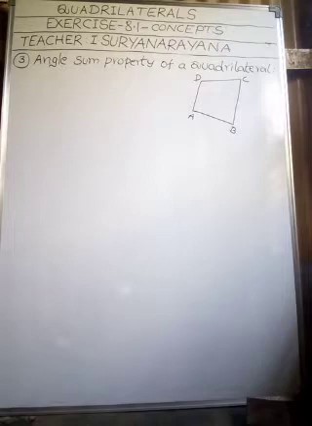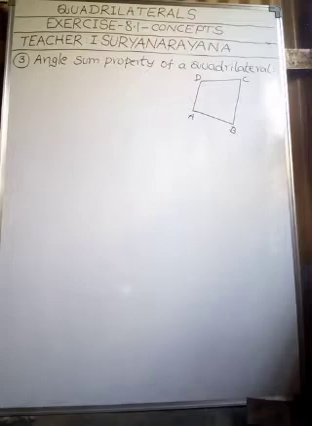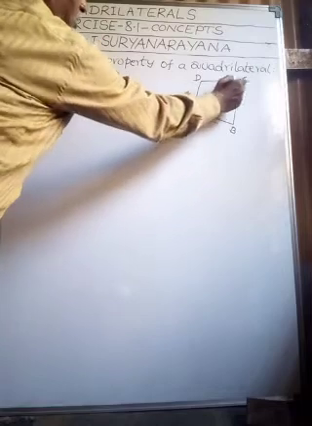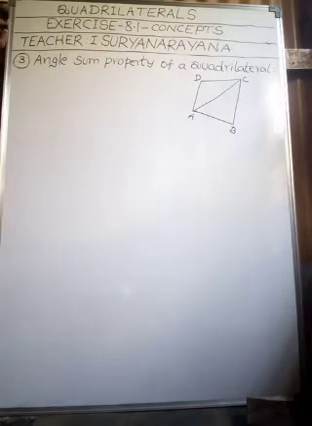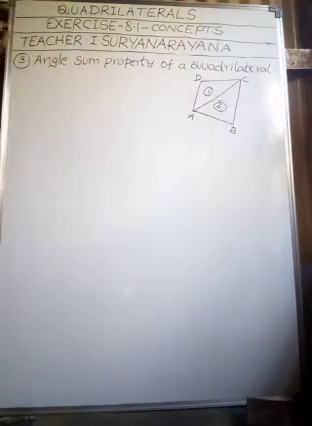As we have studied the angle sum property of a triangle, here also we discuss the angle sum property of a quadrilateral. Okay, my children? Right. See, let us take a diagonal AC. Here, this diagonal AC is dividing this quadrilateral into 2 triangles. Yes or no, my dear children?